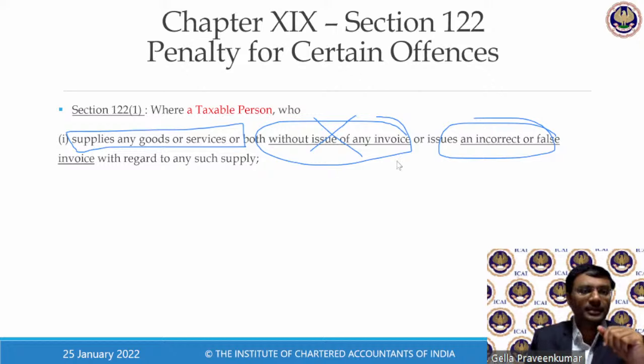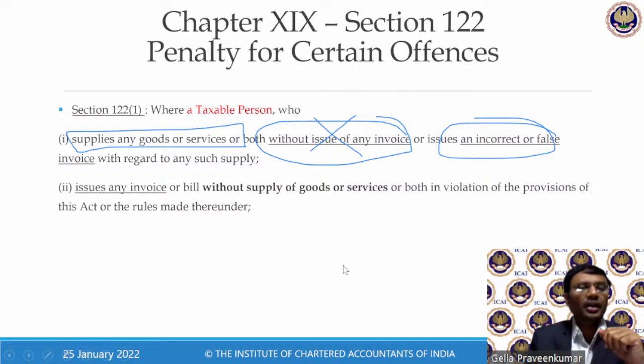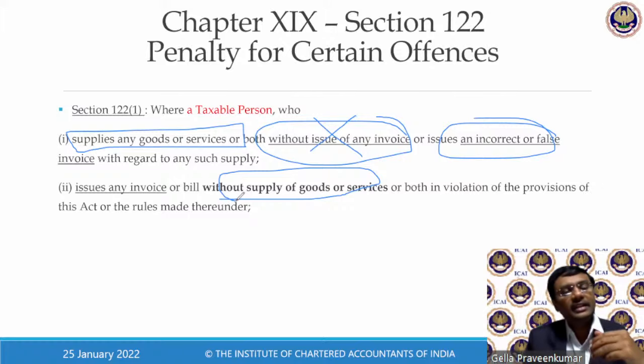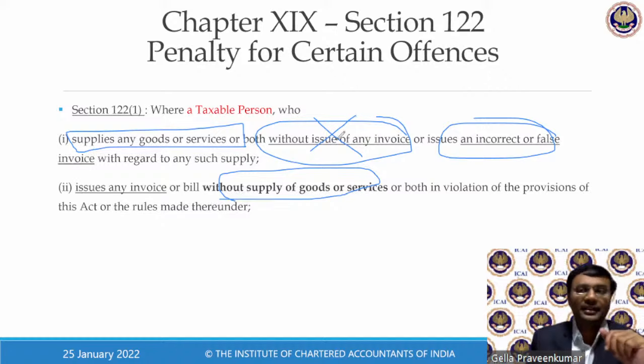Next, point number 2: issues an invoice or a bill without actual supply of goods. So there is an invoice which is given, but actually the goods and services are not supplied. We call this bill trading.